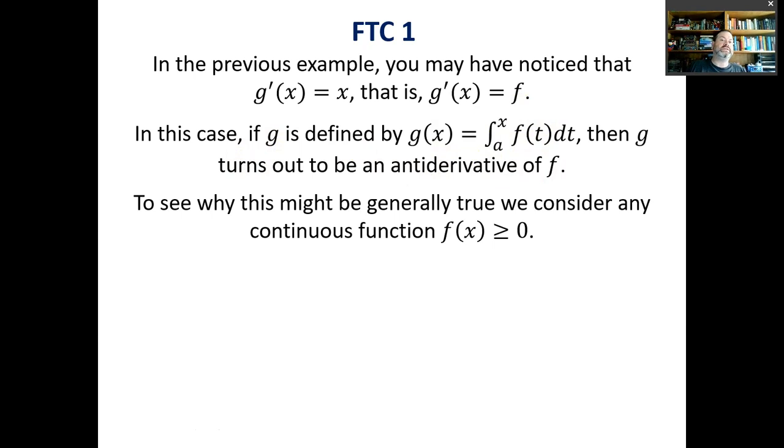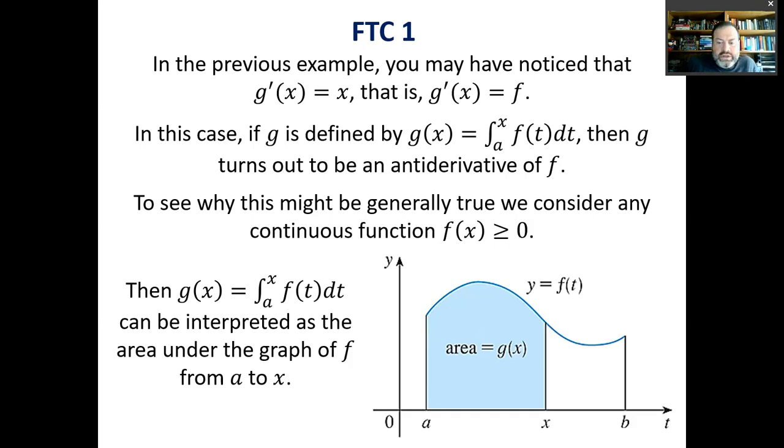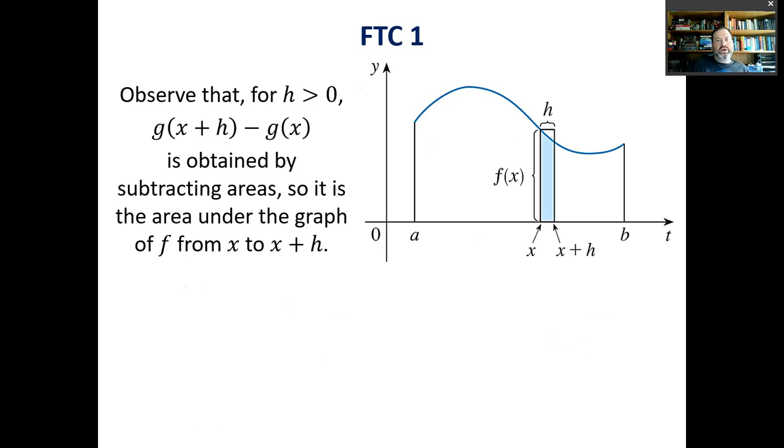So let's talk about why this might be true, and then we're going to prove why it's true. So let's look at this picture. This is just a generic picture. And this is the area under the graph of f from a to x. This is the picture we saw earlier. So how can we rename stuff on here so that we can turn this area into derivatives? That's what we're going to do.